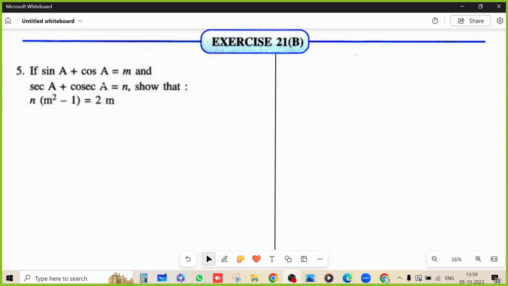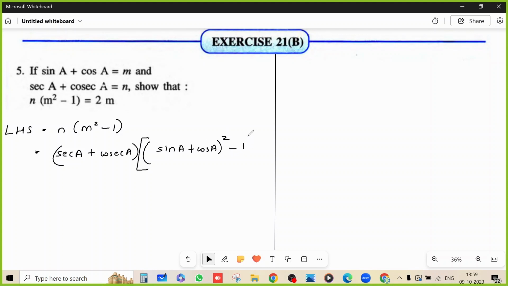Let's now solve question number 5. Here we have to show that n into m square minus 1 is equal to 2m. So we will start with the left hand side. The value of n and m is given in the question, so we will use that. So we can write sec a plus cosec a into sin a plus cos a whole square minus 1. Now we will change sec a plus cosec a in terms of sin and cos.